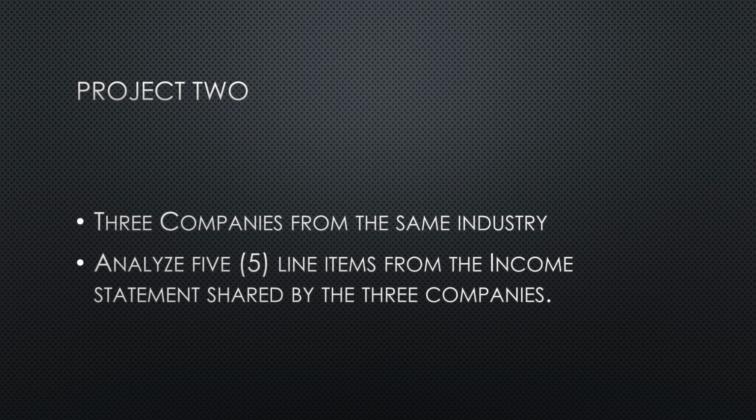You need to analyze 5 different line items from the income statement that are shared by those 3 companies. So you can't analyze 5 different line items that aren't relevant. We're really trying to compare apples and apples, not apples and oranges. The only way we can do apples and apples is if you look at the same exact 5 line items from the 3 companies. And if they're from the same industry, you should be able to do it. It should be pretty straightforward, right?